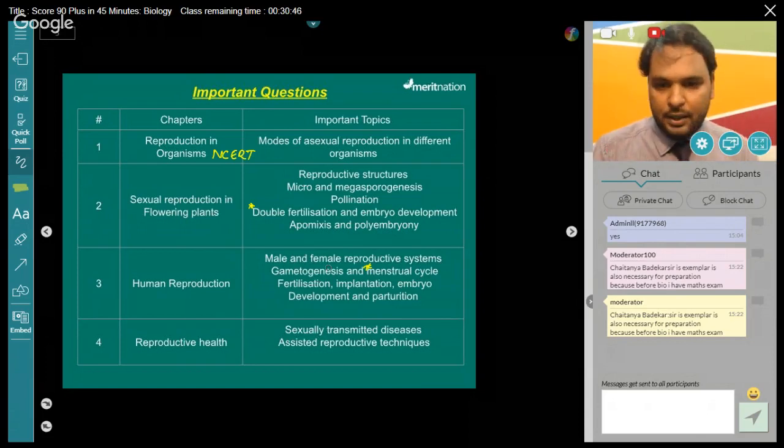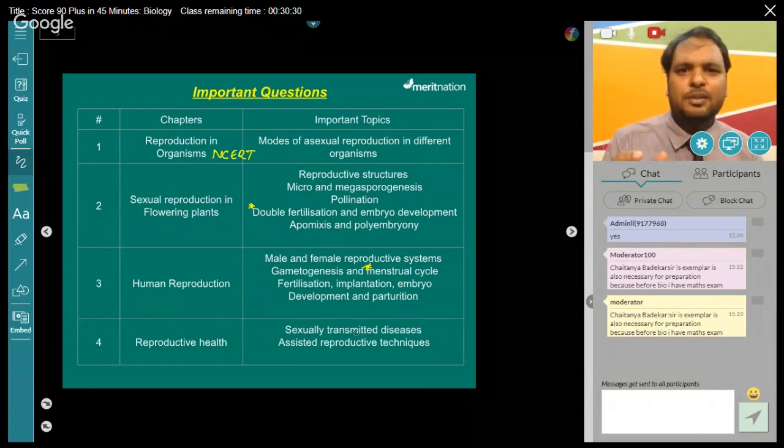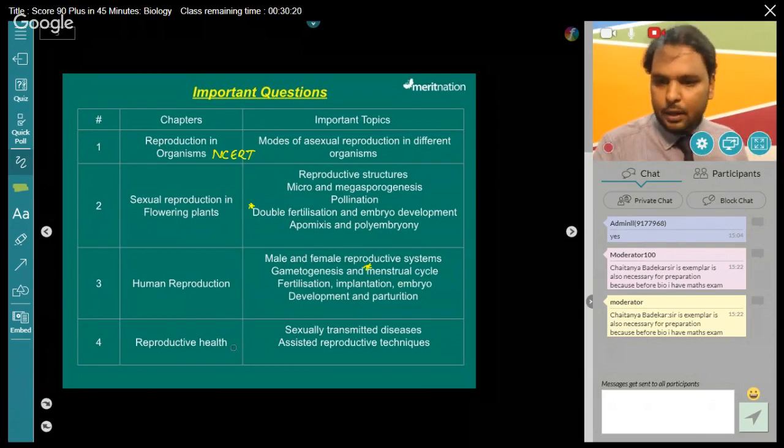Do understand that. Then there is fertilization, implantation, embryo development and parturition. Parturition is normally related to hormones, for example oxytocin, and then you have feeding also, that is your prolactin. There is one very famous question: which hormone helps in the production of milk? It's not oxytocin, guys. It's prolactin. Oxytocin helps in the ejection of milk. So that's very important.